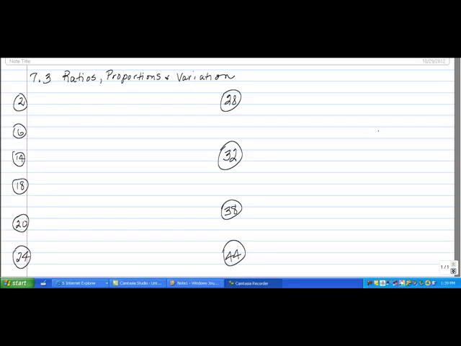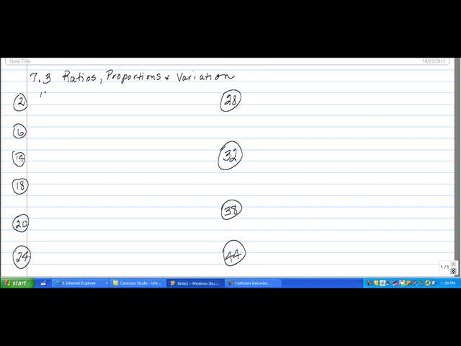Let's take a look at some sample problems from section 7.3 on ratios, proportions, and variation. We'll be starting in the textbook on page 313. We begin by determining ratios and then writing them in lowest terms. Number 2 is 12 miles to 36 miles.